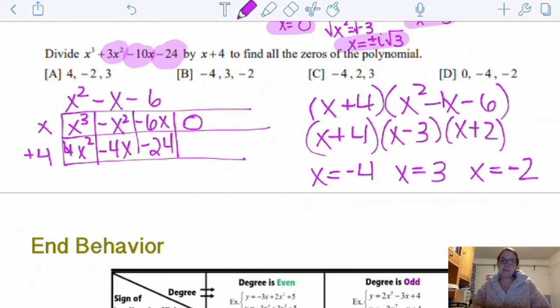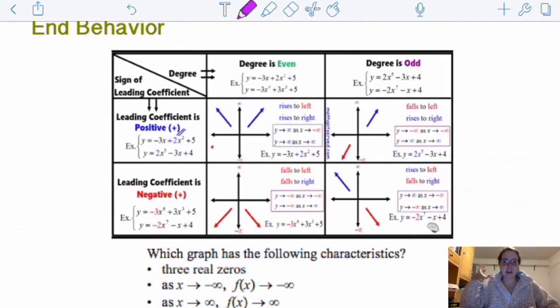So, end behavior. Remember our dances that we did, right? If we have an even degree, your hands should be even with each other. Even degree, hands should be even. If it's positive, it's up. Negative, it's down, okay? If you have an odd degree, then your hands should look odd from each other. They should look opposite.